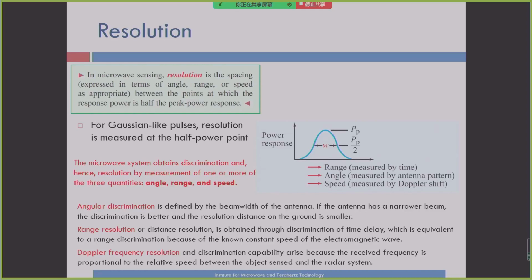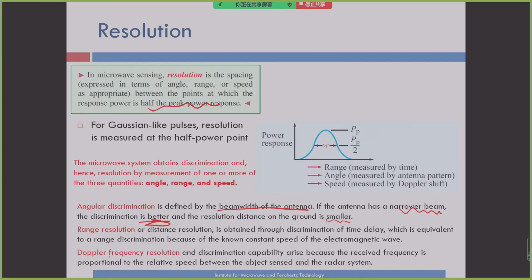And so how is angular discrimination handled? It is defined by the beam width of the antenna. The beam width of the antenna is obtained by the half peak power response. So if the antenna has a narrower beam, the discrimination is better, the coverage area is smaller, and the resolution distance on the ground is smaller.